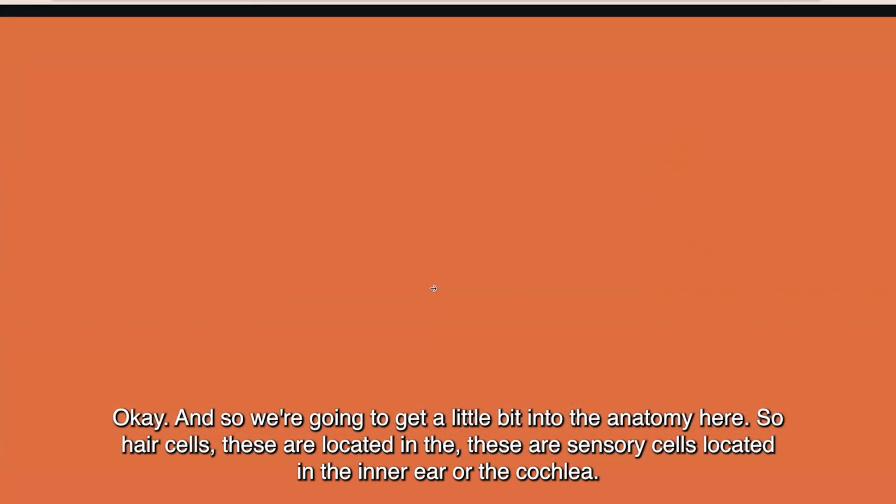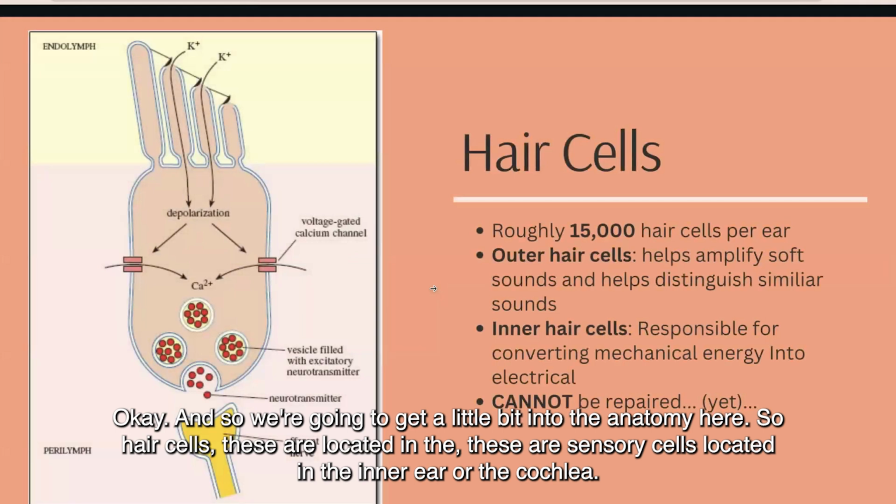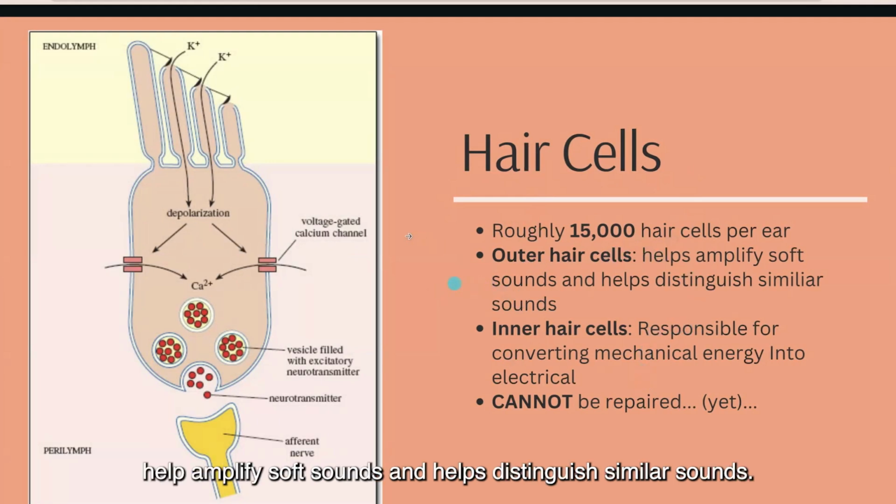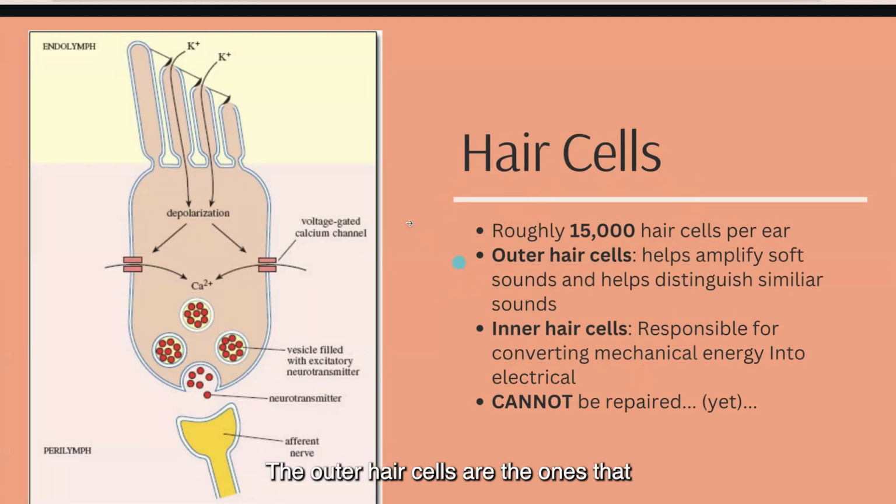Okay. And so we're going to get a little bit into the anatomy here. So hair cells, these are sensory cells located in the inner ear, or the cochlea. There are about 15,000 of them per ear, but there are two sets of them. The outer hair cells help amplify soft sounds and help distinguish similar sounds. The outer hair cells are the ones that get damaged first. And so when we have damage to the outer hair cells, it becomes difficult to distinguish similar sounds.